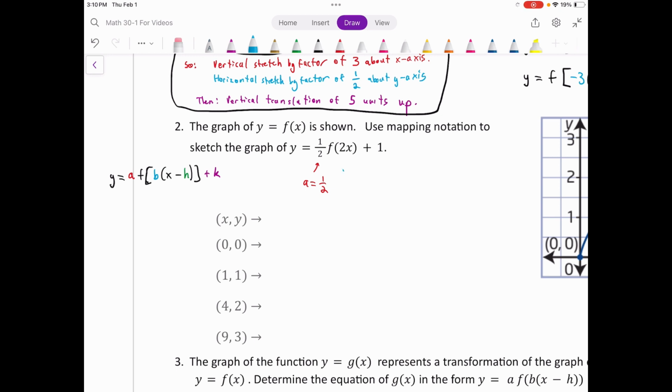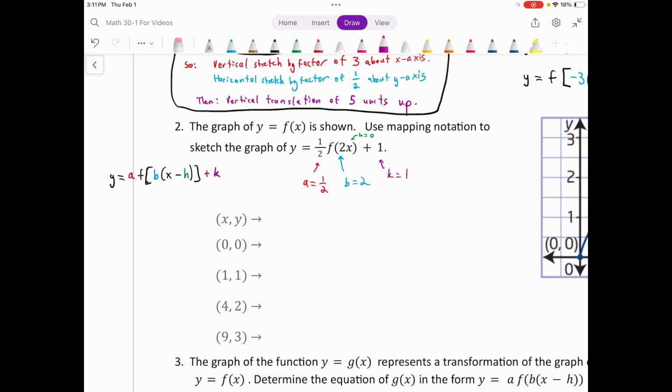What do we got here? That looks like a B to me, right? Now B is 2, which means we've got a horizontal stretch by a factor of not 2, that's right, 1 over 2, right? A horizontal stretch by a factor of 1/2, but our b value is 2. Doesn't look like we have an h here. I mean, if you wanted, you could say h was 0, right? H equals 0. And then k, what's in k's spot? Looks like a positive 1, right? So k is positive 1.